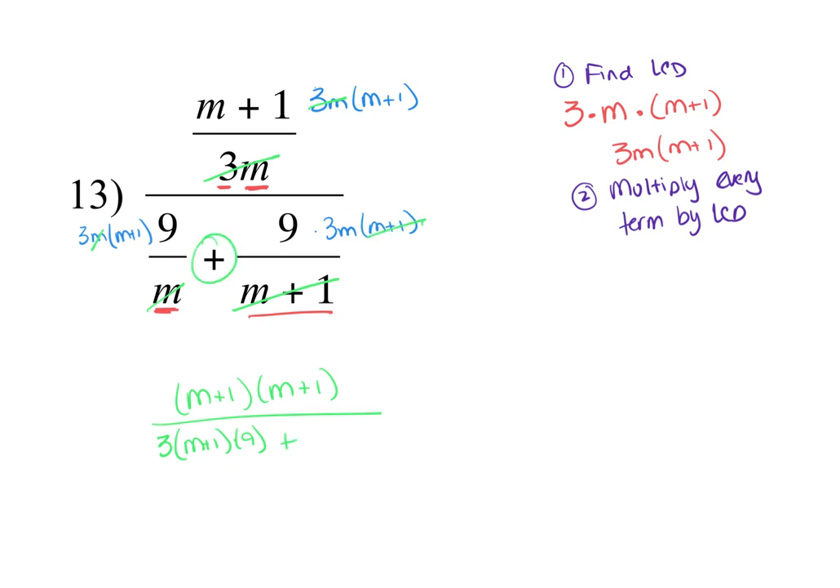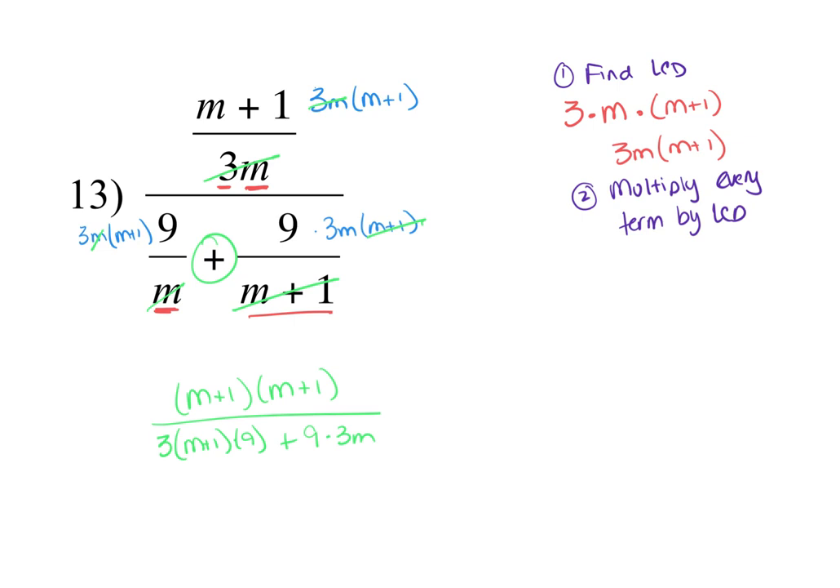Don't forget your plus in the middle there. And I'm left with 9 times 3m. All right. And then I am going to just distribute, FOIL, etc., and solve.